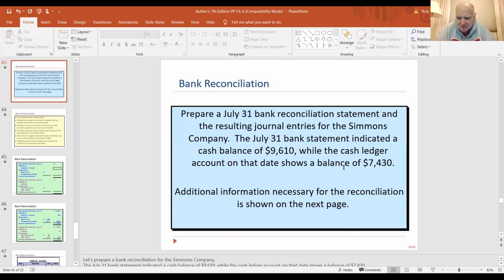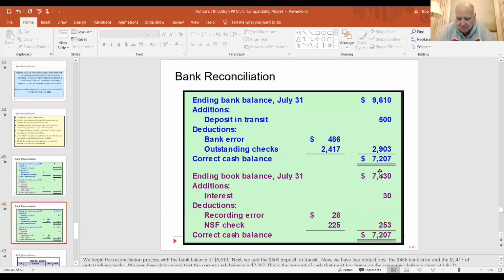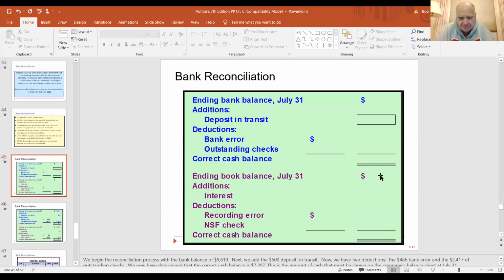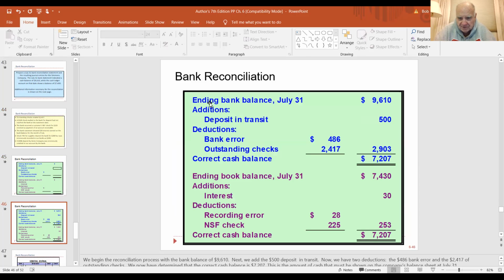Here's our beginning balance. You pop that in. You would start by putting it right up here and here. And there it is, the 9610 and the 7430. Let's see what else they tell us. Well, they had outstanding checks totaling $24.17, and a $500 check mailed to the bank for deposit had not reached the bank. So that's a deposit in transit. That's a check from our customer. We recorded it. It's on the way to the bank. These are checks we wrote that the bank has never seen before. So armed with that, we can pretty much finish the bank side.